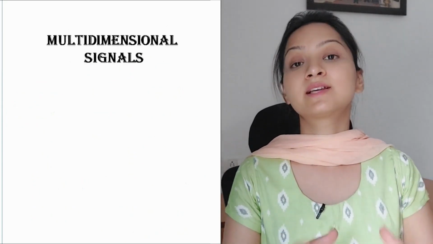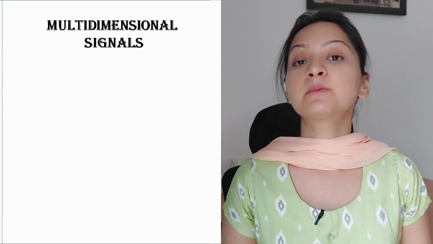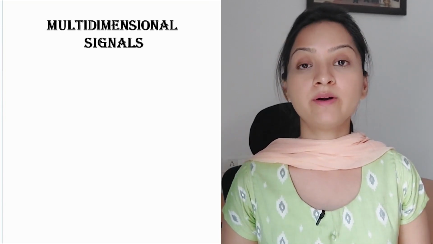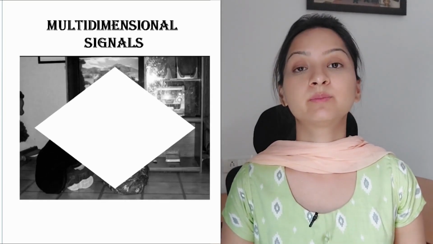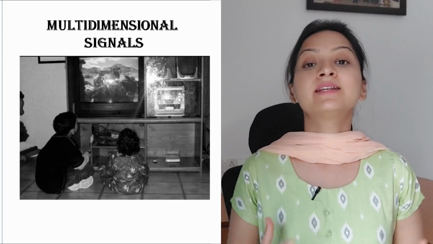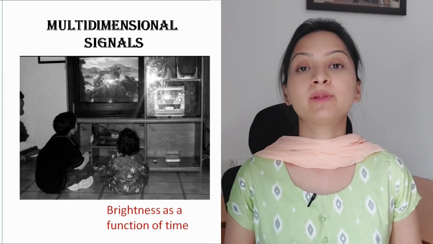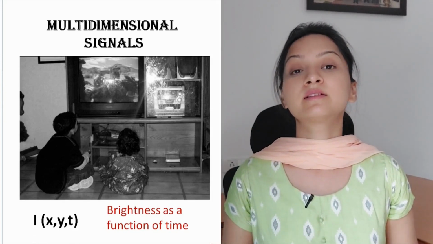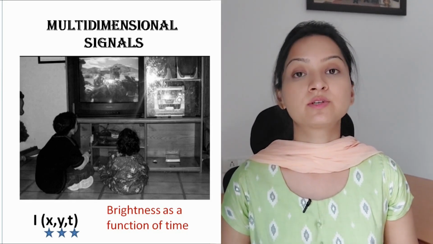Now, if a signal can be represented as a function of m independent variables, it is a signal in m dimensions, or an m-dimensional signal. As an example, we can consider the black and white TV picture, and the intensity or brightness versus time representation of a black and white TV signal can be this. Note that this signal is a function of three independent variables, and this is a 3-dimensional signal.